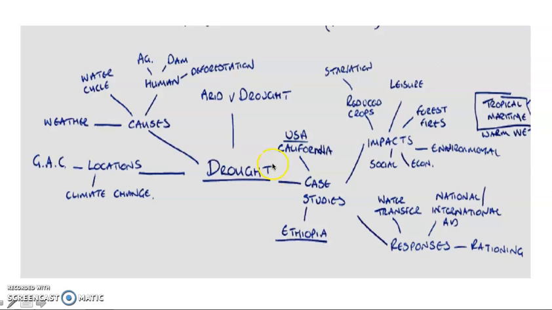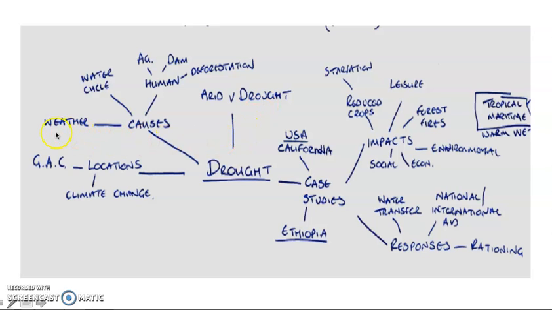Finally, we have drought. Now, it's important to realise there is a difference between arid areas and drought. Arid areas are those which are used to having not much rainfall, desert areas in the tropical areas. Drought is that where the rainfall is significantly lower.